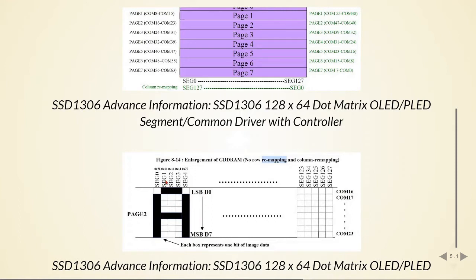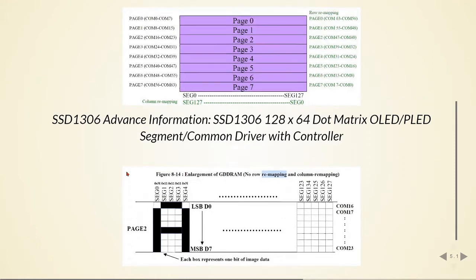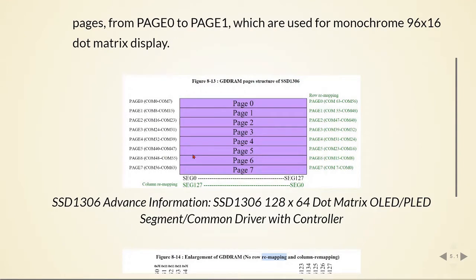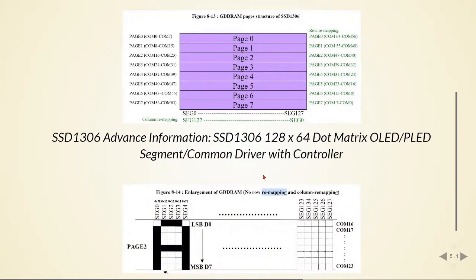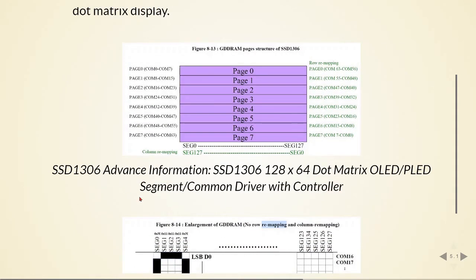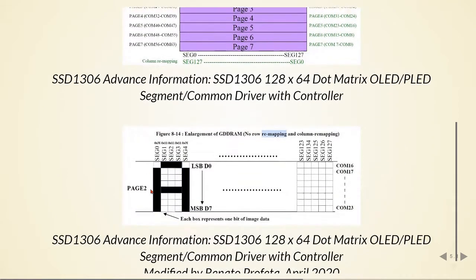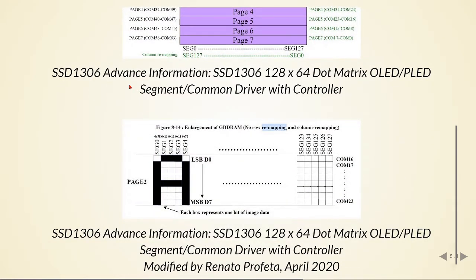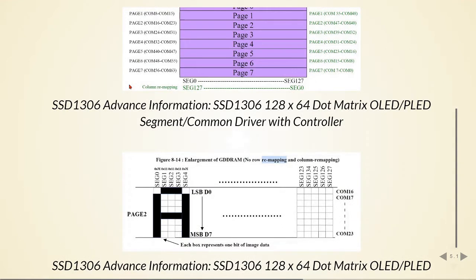So the idea is that we will use 96 segments, and we will use two pages, page 0 and page 1, and we can, for example, have two lines of written text, each line having 8 bits in height. So we have a total of 16 bits, and then we can also use 96 segments.